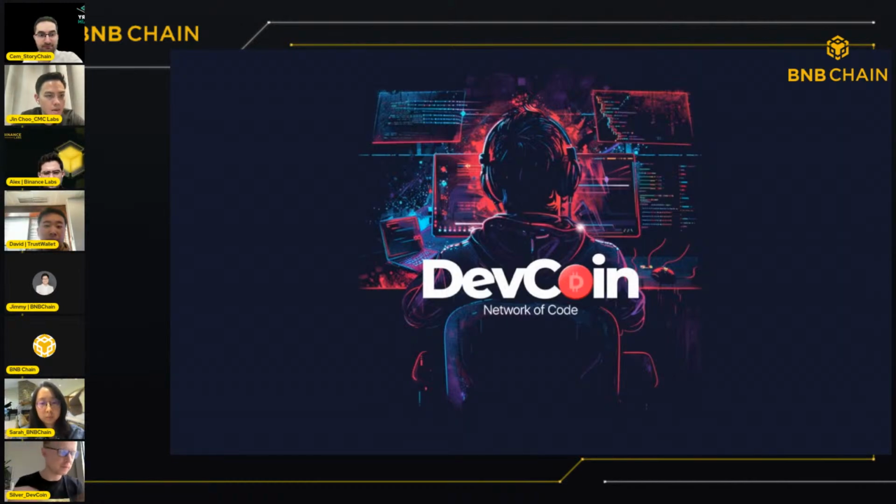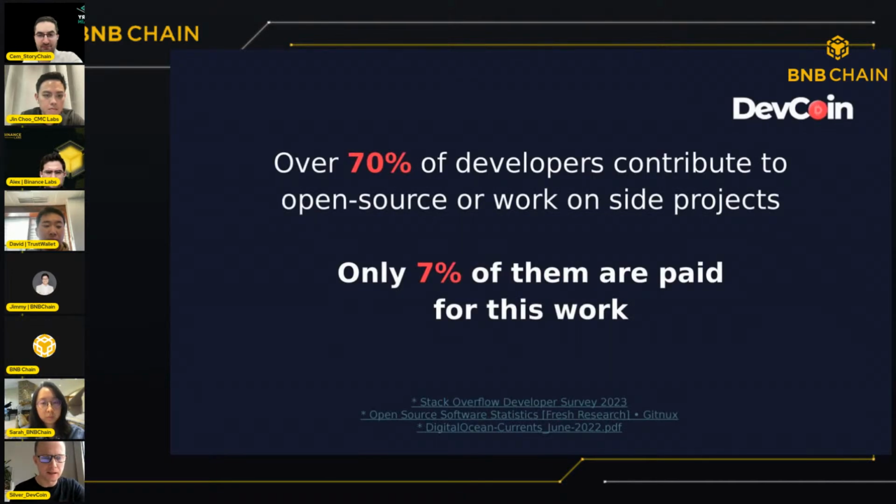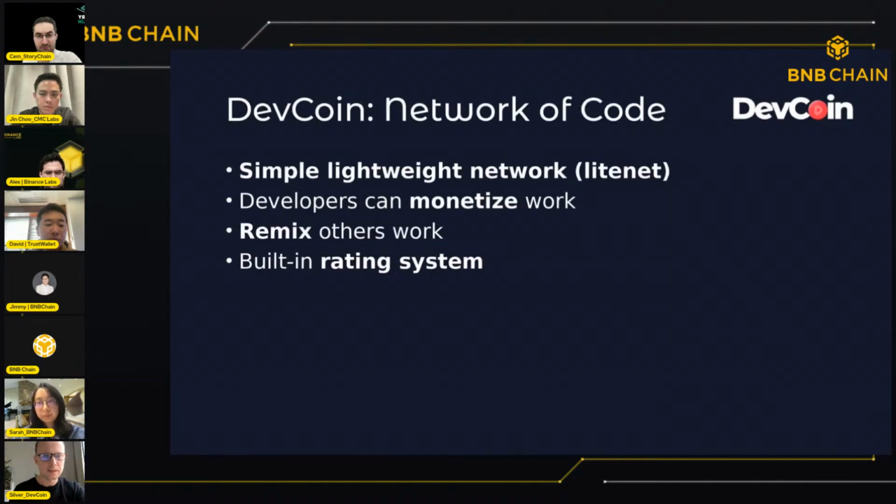Okay. Hello. Let me put the stopwatch on. So this is DevCoin, a network of code. What was the purpose behind the project? Well, over 70% of developers contribute to open source or work on side projects or hobby projects, but only 7% of them are paid for this work. So we think we can do better with a network of code. It's a simple, lightweight network, or LightNet, where developers can monetize their work or remix others' work. And there's a built-in reputation or rating system as well.